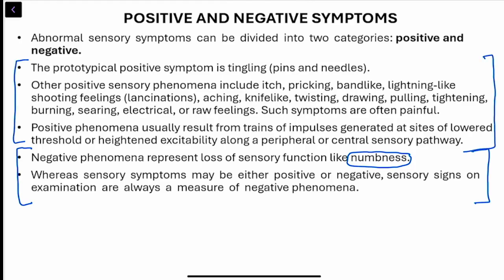I have prepared this PPT. I can share the link of this PPT with you. You can download the PPT and read it later on. So the prototypical positive symptom is tingling and the prototypical negative symptom is numbness, right? Now these are the positive and negative symptoms.